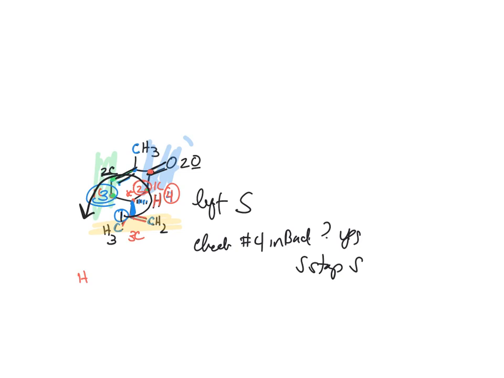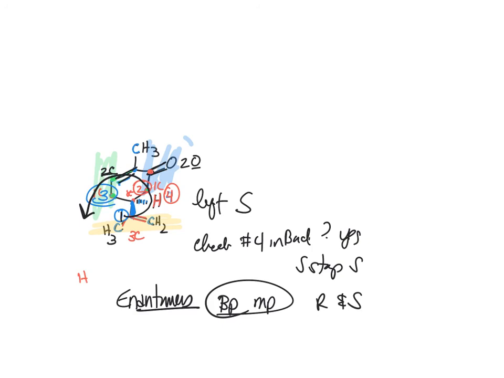Just finishing up on the slides. Properties of enantiomers. Enantiomer properties like boiling points and melting points are the same. An R and an S, that's the only difference. With one asymmetric carbon, they're mirror images of each other. They're non-superimposable. They're going to have the same density, the same melting point and the same boiling point.